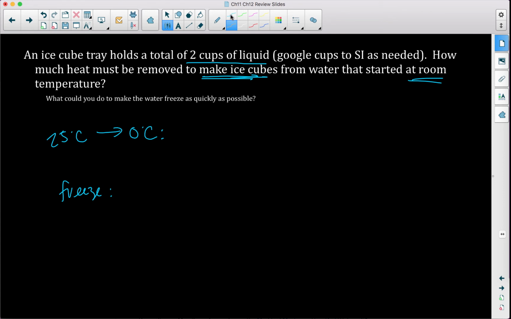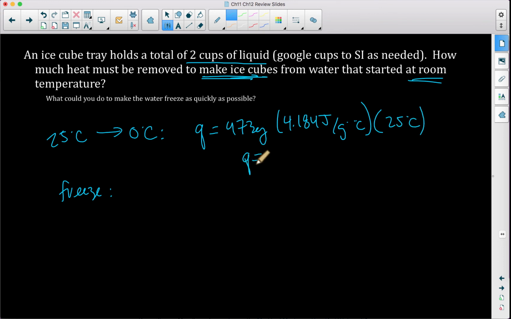So Q is equal to the mass, which is 2 cups. And I did say you could Google cups to mils. One cup happens to be about 237 mils, which means we have about 473 grams of water. And since it's liquid water, it's 4.184 joules per gram degrees Celsius times 25 degrees Celsius, which means the amount of heat associated with this is going to be 49,494 joules. And this should be a negative.